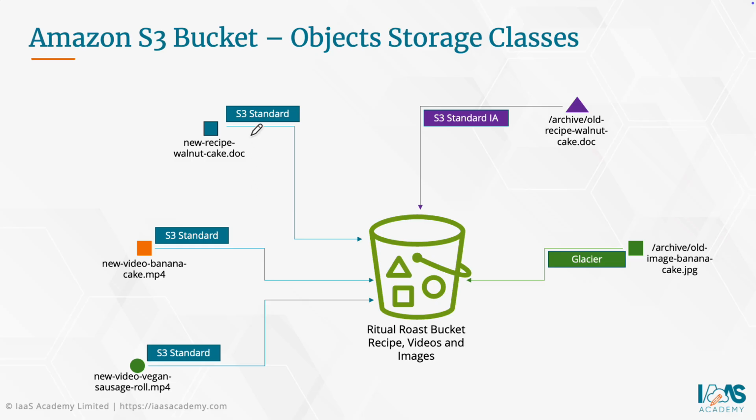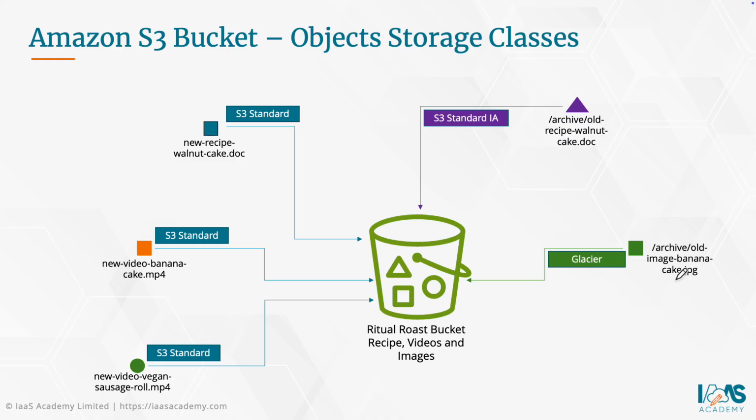So all of our new recipes for the Richer Roast coffee shop business are being stored in the standard storage class because they're regularly accessed by Becky, our head chef. We've got some old data that has been stored in the standard IA. Perhaps it's one that Becky wants to refer to instantly if she does need access to it. And then there's some other sets of data, very old recipes or images, that have been stored in Glacier for historical purposes, auditing, and so on.